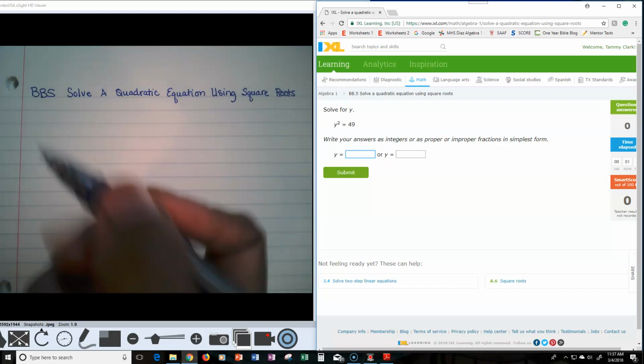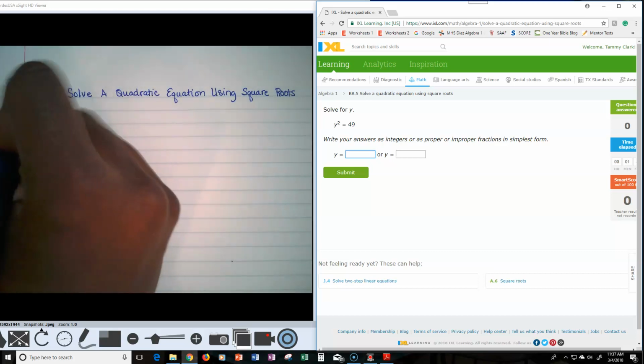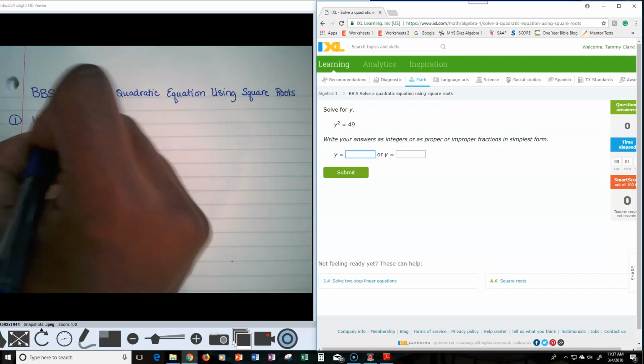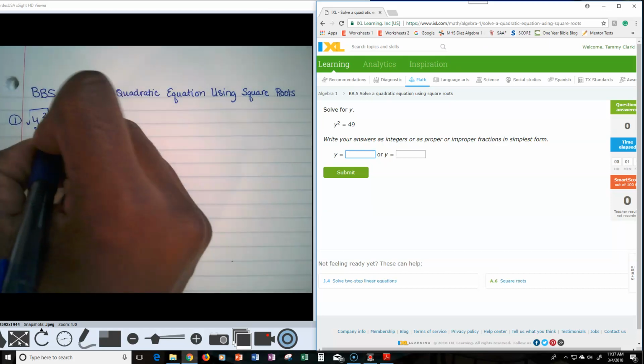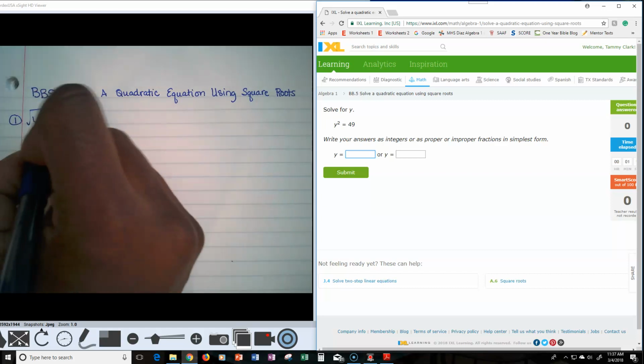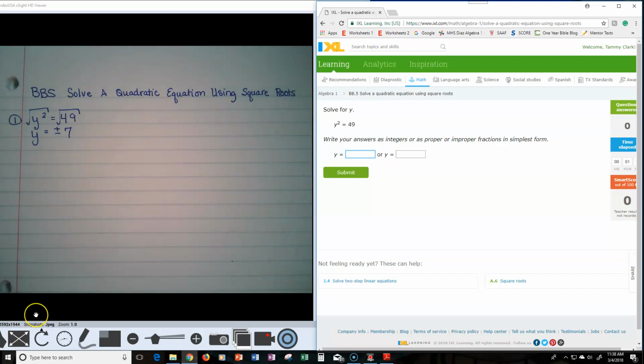So we're going to solve a quadratic equation using square roots. Here we have number 1: y squared is equal to 49. Well, you're going to take the square root of both sides. And remember, when you take the square root, it's always plus or minus whatever that square root is. So we would put 7 or negative 7.